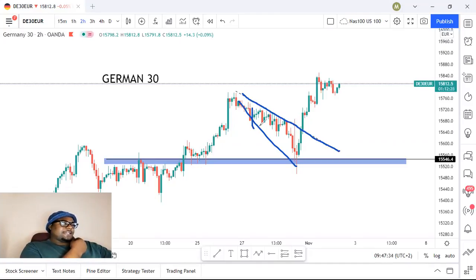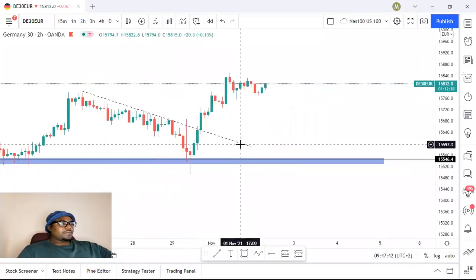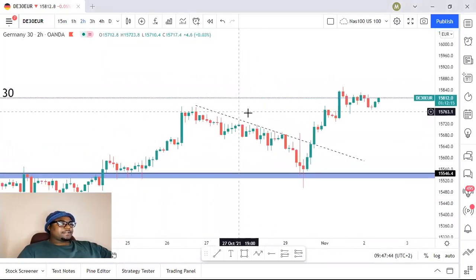You can see that. Then the market was just respecting it. After, guess what? The market broke that. So let's zoom in on that and see what's happening there. So here we are.